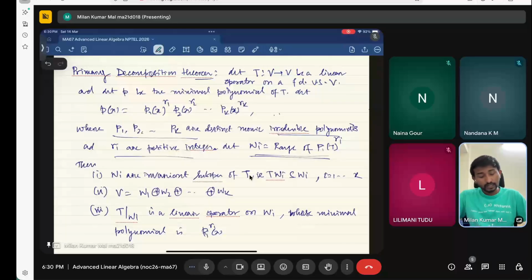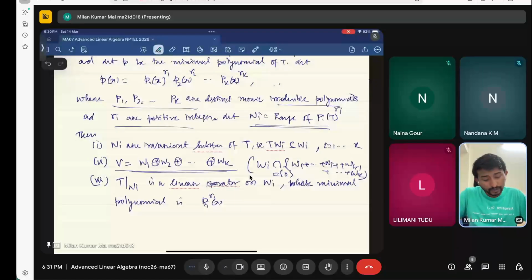This is what I mean by orthogonal. And as Wi is invariant, T will map elements in Wi to elements in Wi. Now if you restrict T to this Wi, what will I have? I will have a linear operator on Wi. This linear operator has a minimal polynomial, and that minimal polynomial is exactly Pi to the power Ri.